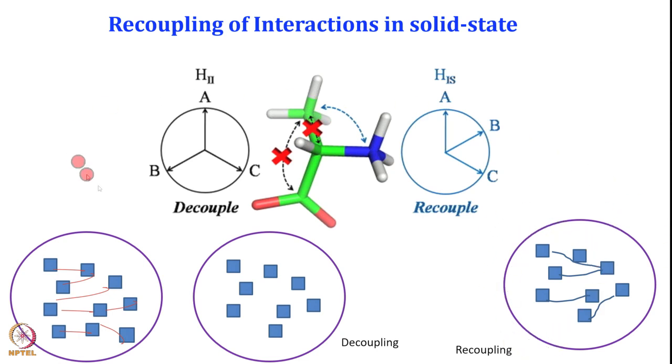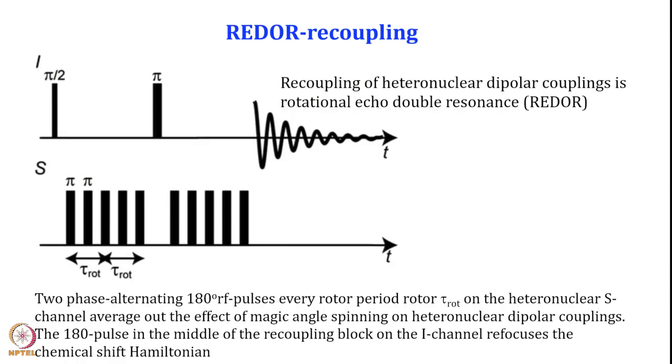So, decoupling is breaking the interactions because of CSA and DD that were present inherently, and recoupling is selectively reintroducing these interactions. That is what recoupling means. Now, we can selectively know which interaction is happening with which protons. So, that is what recoupling means. Okay. So, how is it done? It is very simple. I have to do some trick.